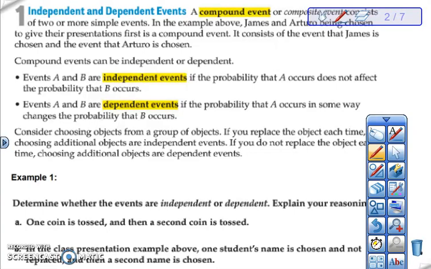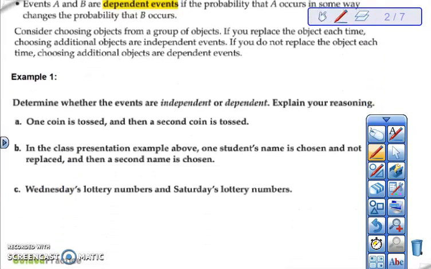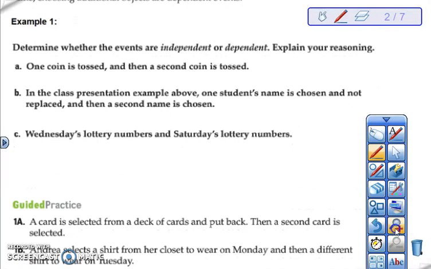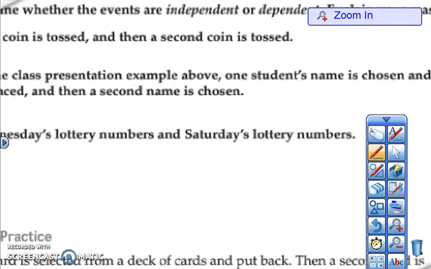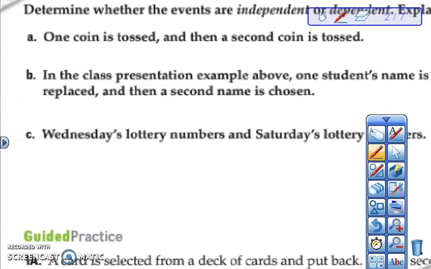So before we can get into calculating probabilities, we probably need to be able to identify events as dependent or independent by sort of reasoning our way through the situation. So one coin is tossed, and then a second coin is tossed. These events are going to be independent because flipping one coin has no effect on flipping the second coin.